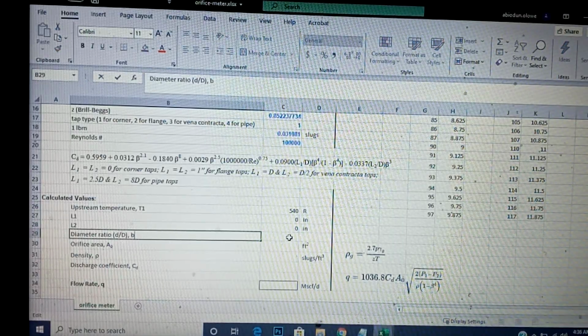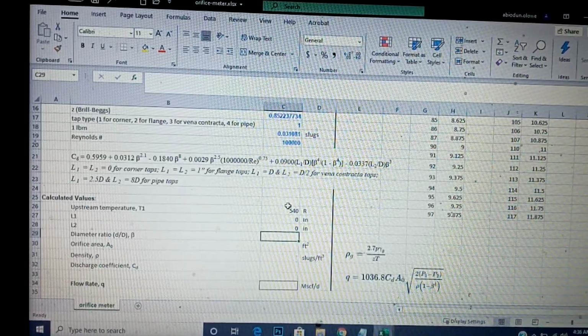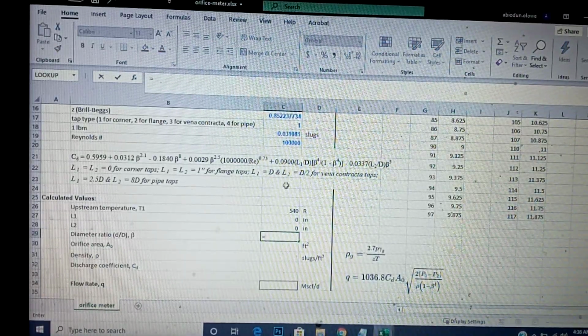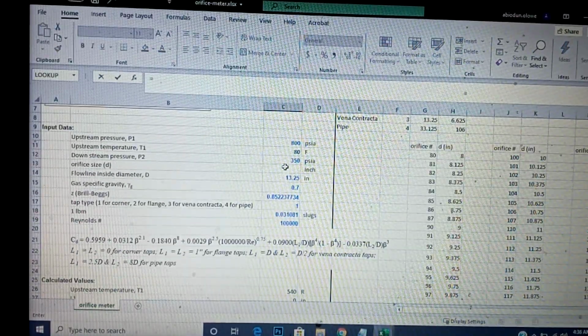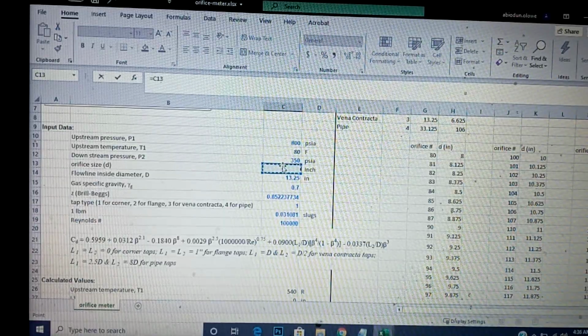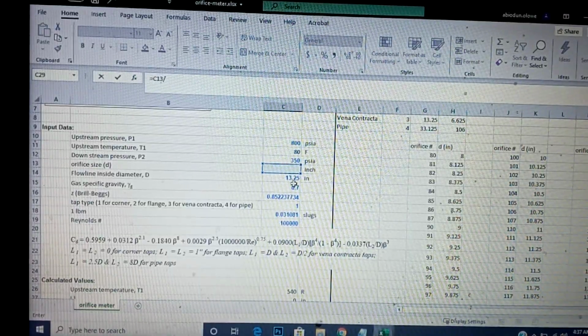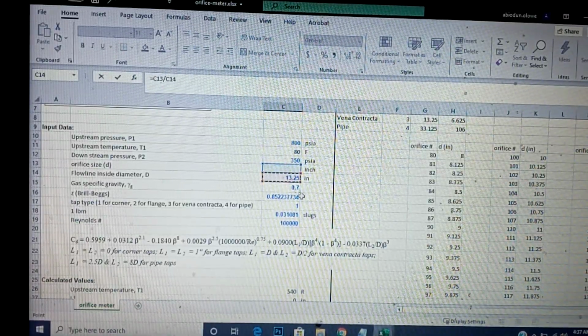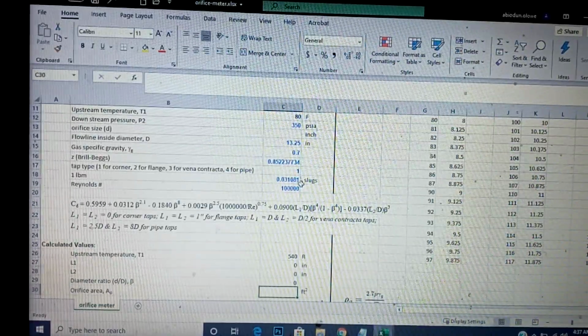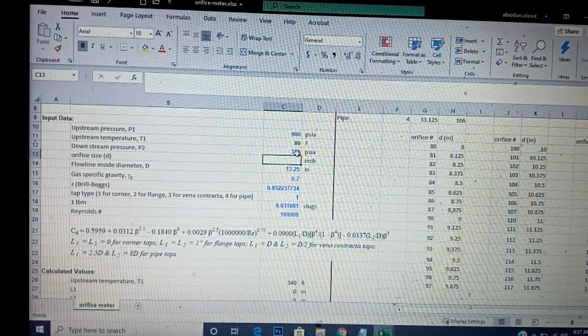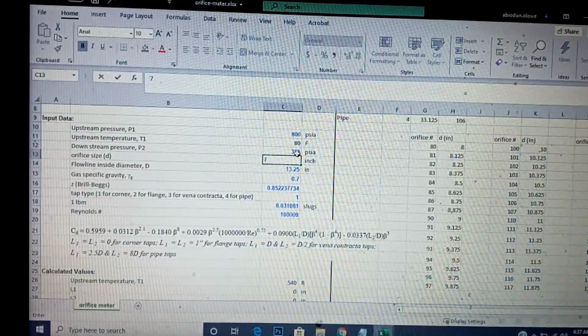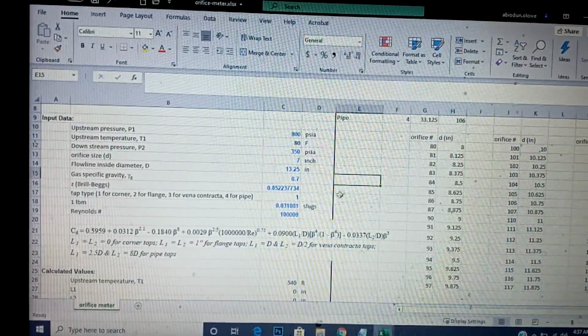Now diameter ratio. That's equals small d divided by, I'm going to put a number there so that it doesn't put 0, divided by big D, which is this inside diameter. So let me say I put 7. Let me put 7 inches there.